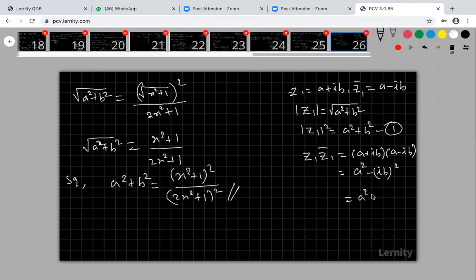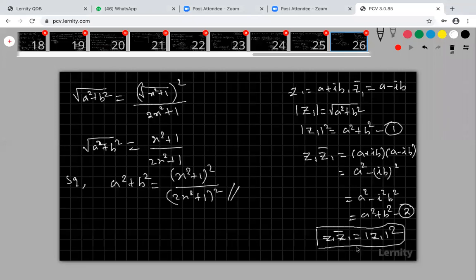So therefore, a square, this is minus i square b square. My i square value is minus 1. Minus of minus becomes plus: a square plus b square. So look at that, my z1 into z1 bar is also a square plus b square. My modulus of z1 bar, the whole square, is also a square plus b square. So therefore, my z1 into z1 bar is equal to modulus of z1 bar the whole square. This is the result. This result is true for any complex number.